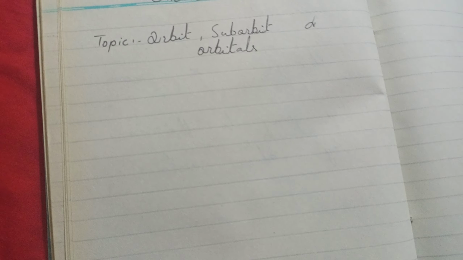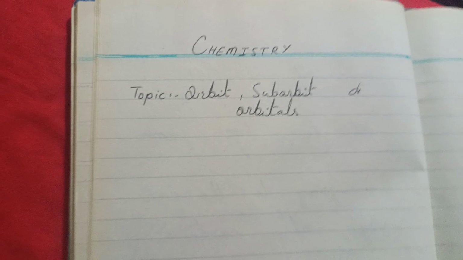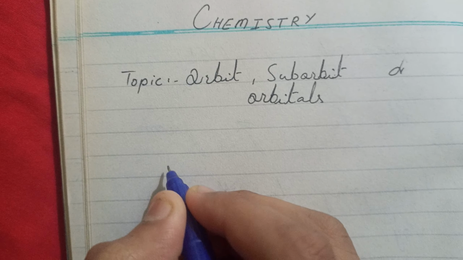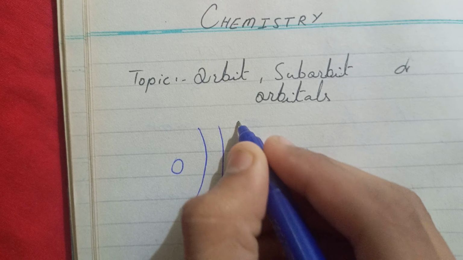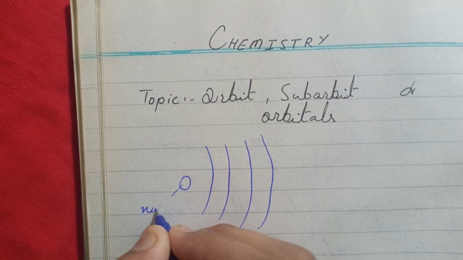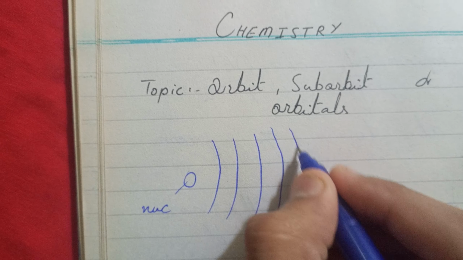Today we are going to discuss the topic of chemistry, which is orbits, suborbits, and orbitals. Firstly, we must know what orbits are. We'll draw a diagram of an atom. Here we have a nucleus, and here we have the orbits. These are called the orbits.